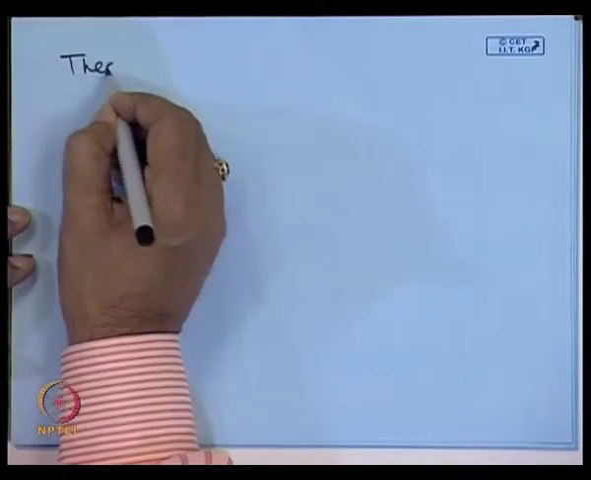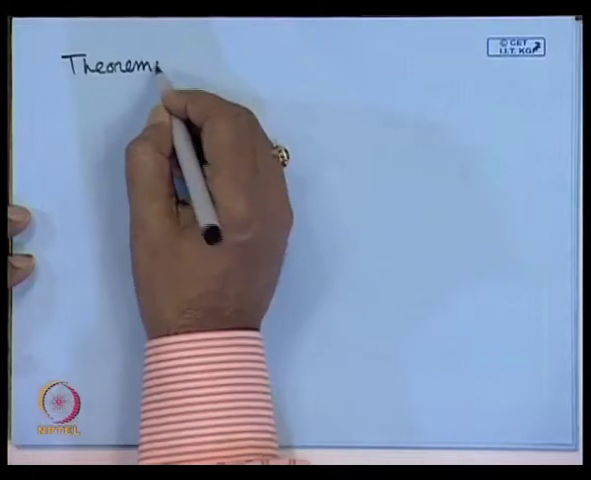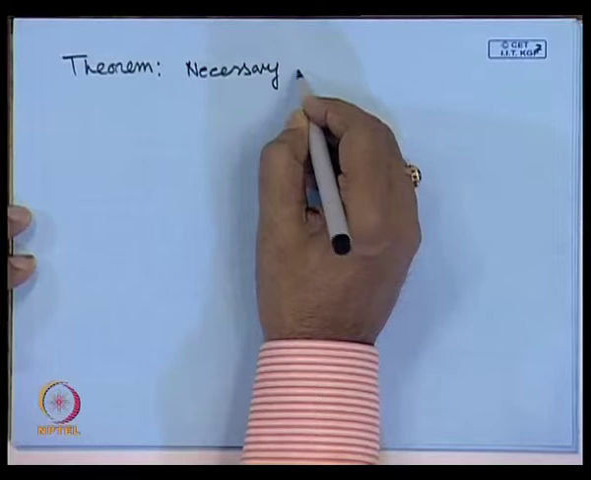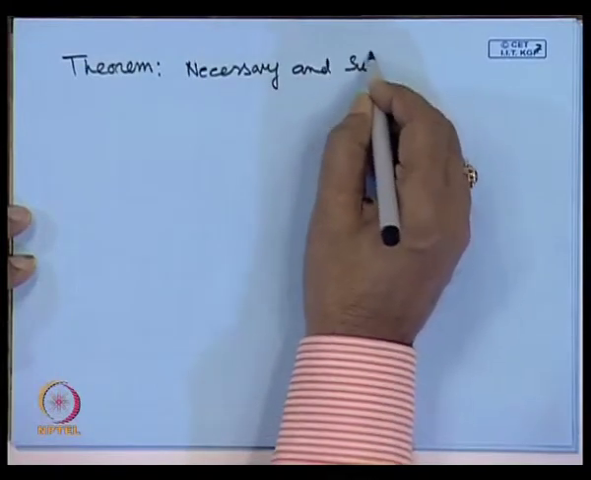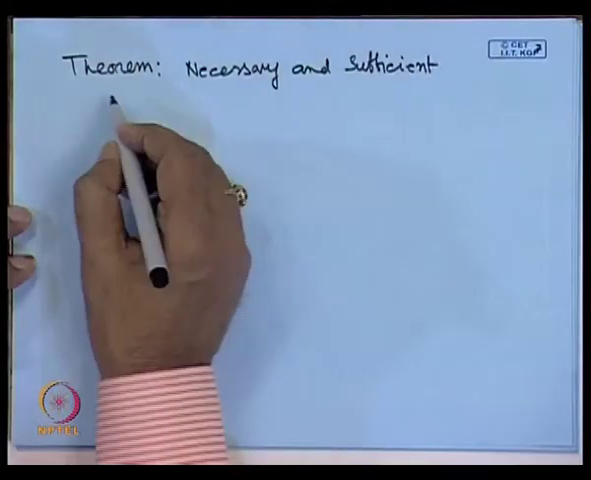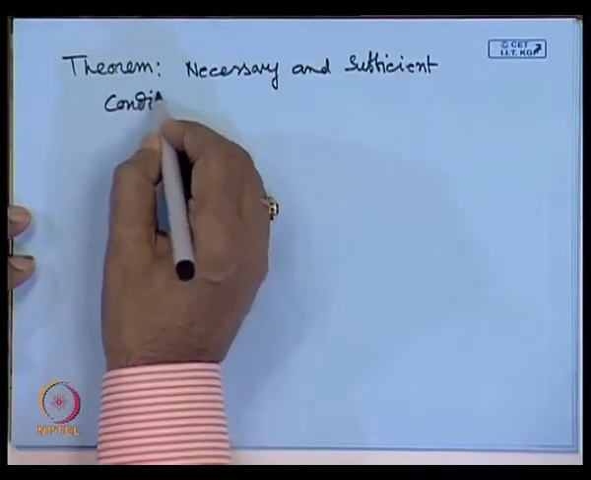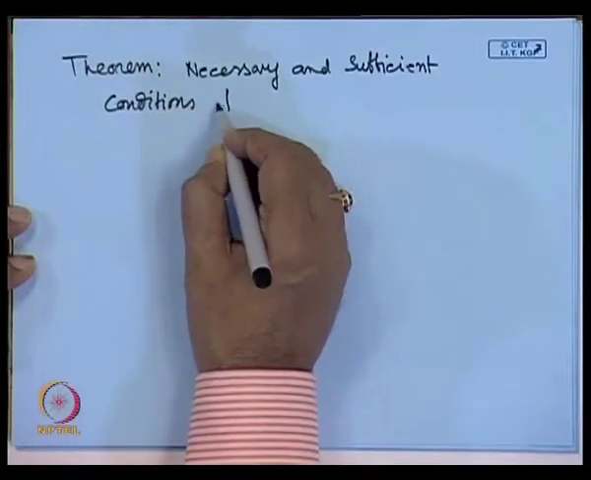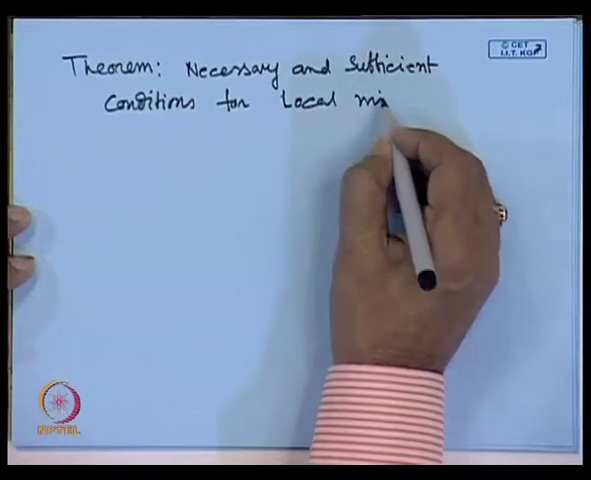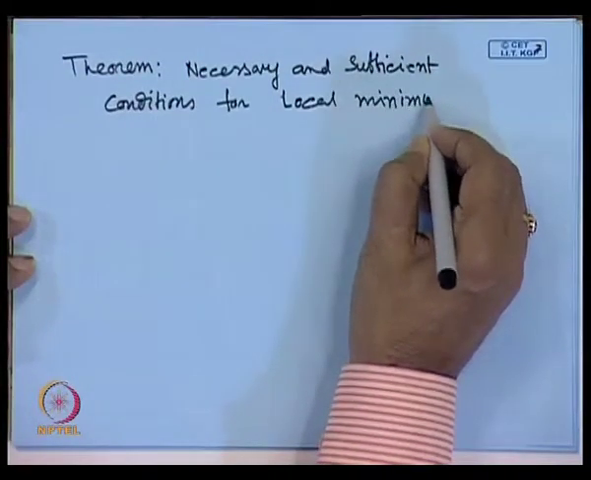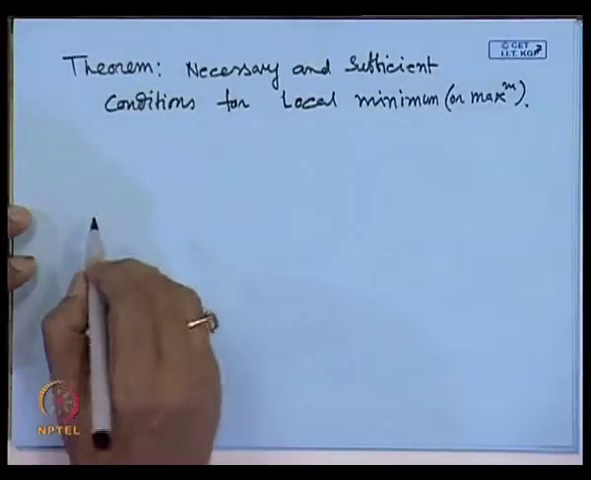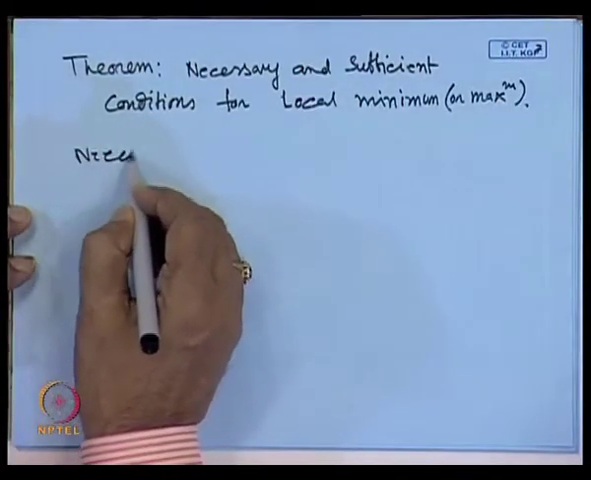The theorem, the necessary and sufficient conditions for a function to have a local minimum or maximum is like this way. Our necessary condition is like this way.